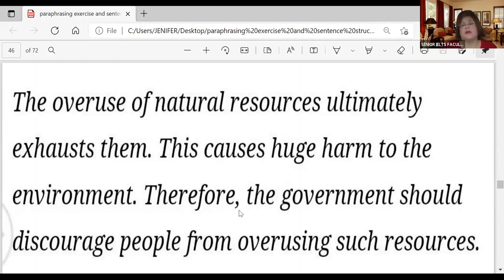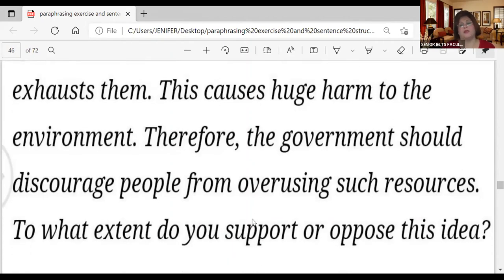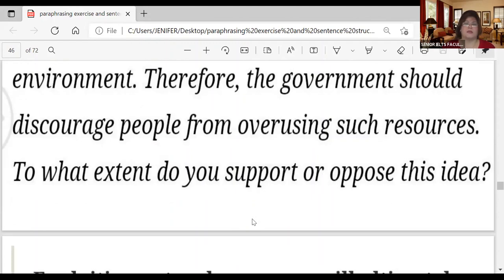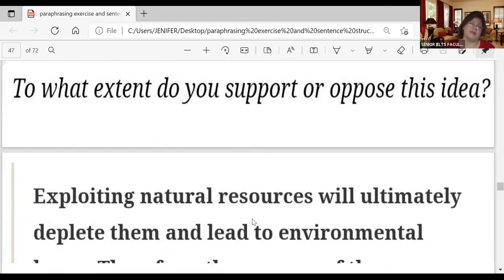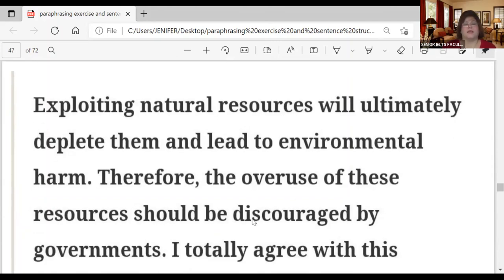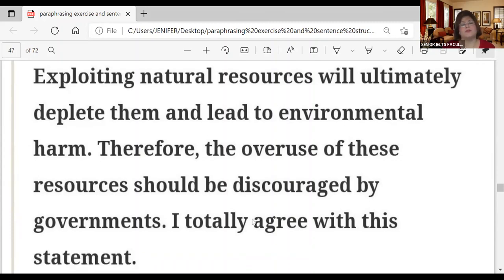Therefore, this is a connector, always put a comma after it. The government should discourage people from overusing such resources. To what extent do you support or oppose this idea? Exploiting natural resources will ultimately deplete them and lead to environmental harm. Therefore, the overuse of these resources should be discouraged by governments. I totally agree with this statement. You can write this word also at the end.